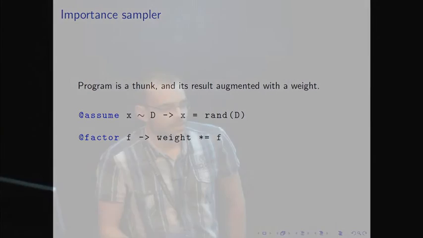So a very simple algorithm I might want to implement is an importance sampler. So I sample from the prior, and I keep the likelihood as my weight. And in order to implement that, I just rewrite those probabilistic effects in the following way. So for assume, I just draw a value at random, so call my random number generator to get a value from the distribution. And for factor, I accumulate weight.